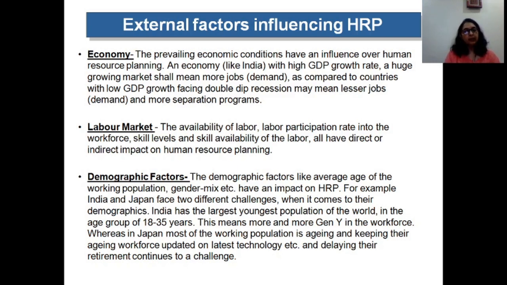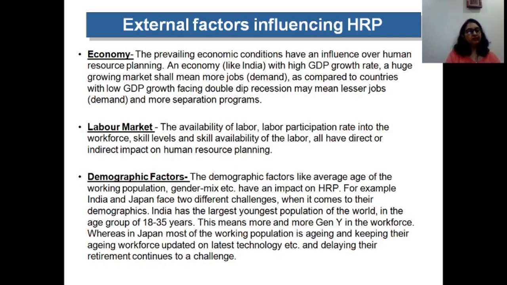Then secondly, the labor market, that means the availability of labor, the kind of labor that is available in the market, the labor participation rate into the workforce, the skill level of the labor, and the skill availability of the labor. All these have direct and indirect impact. So for example, if an organization needs to fill its top position, it has to see the labor market, whether the skill it requires is available in the local market or not. If it is not, then it has to go for pan-India advertisement.